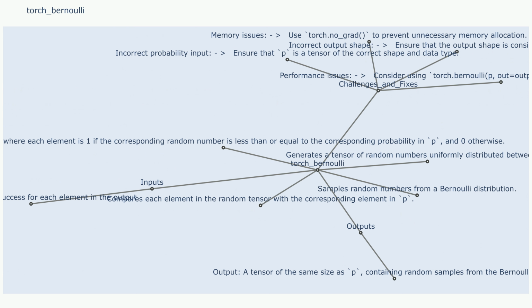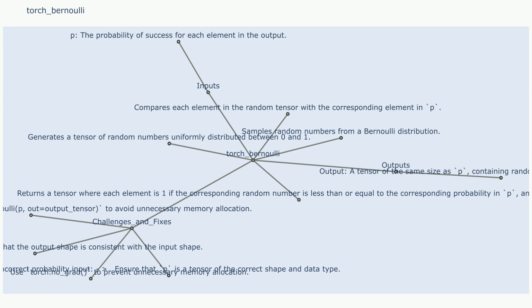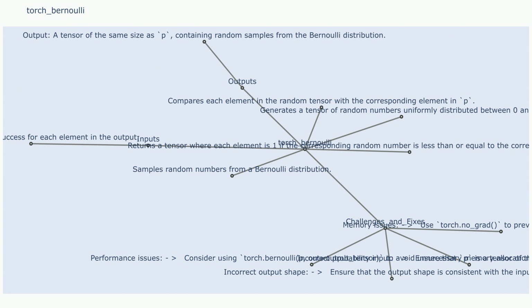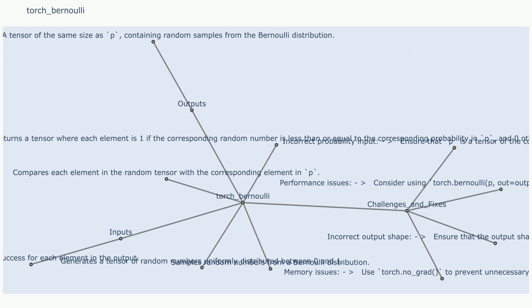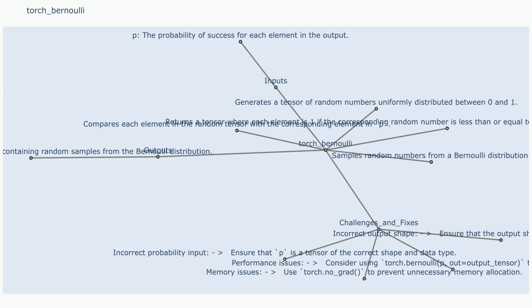Steps. The function generates a tensor of random numbers uniformly distributed between 0 and 1. Each element in this random tensor is then compared to the corresponding probability value in the input P tensor. If the random number is less than or equal to the probability, the output element is set to 1, representing success. Otherwise, the output element is set to 0, representing failure.